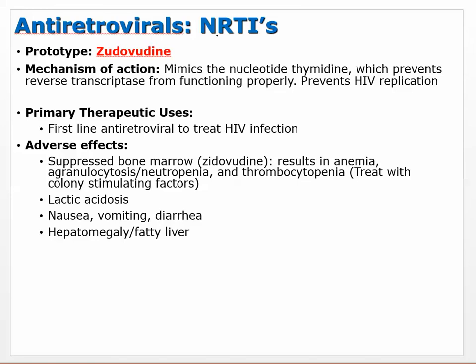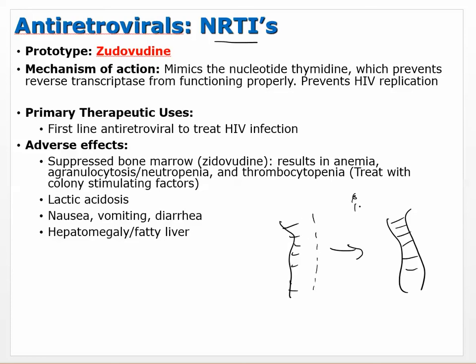So a nucleoside reverse transcriptase inhibitor, an NRTI, is zidovudine. This is the one that mimics the nucleotide thymidine. Remember, the goal here is we have RNA and we're trying to turn it into DNA, which means we need to bring in a whole bunch of new material.